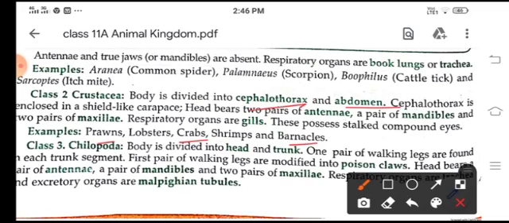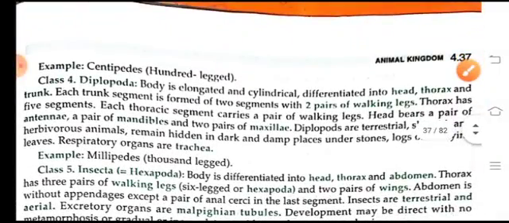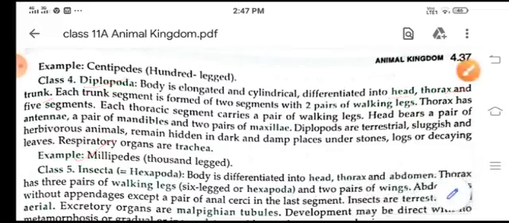Now the third class is Chilopoda, in which the body is divided into head and trunk, and the animals included in this are the centipedes, which have 100 legs. Now the fourth class is Diplopoda, in which the body is elongated, cylindrical and divided into head, thorax and trunk, and the animals are millipedes, which have thousands of legs.